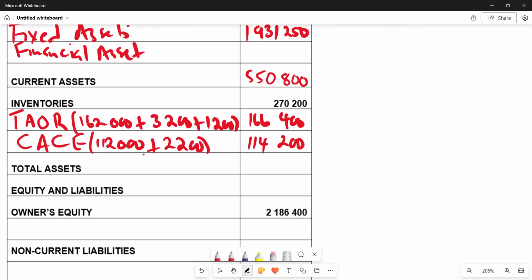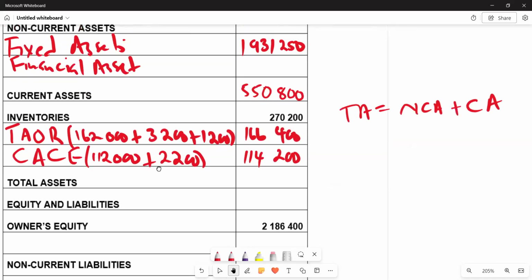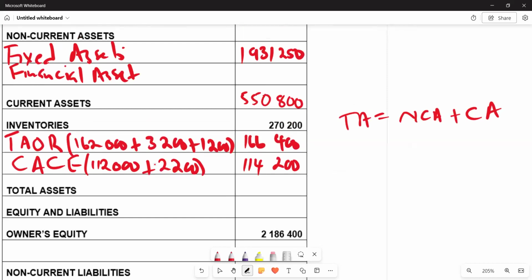So we now can get the figure for total assets. Remember, to get our total assets, we say non-current assets plus our current assets. So let's calculate that. Here we are saying our non-current assets, we've got 1,931,250 plus our current, which is 550,800, to get our total assets, which is supposed to be 2,600,000.